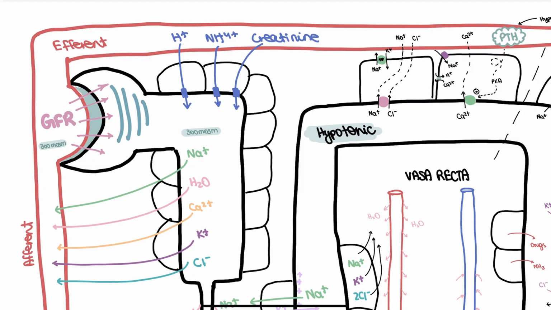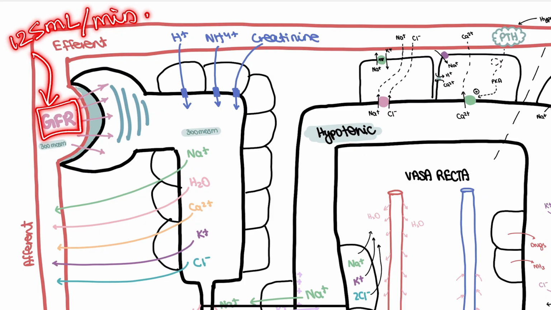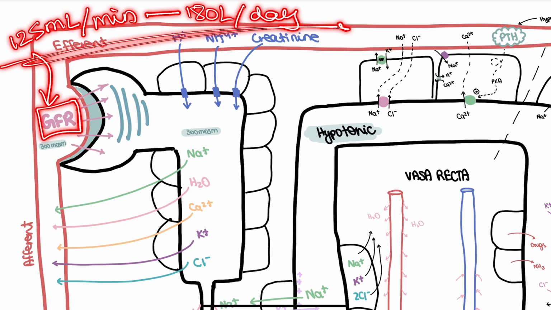And there's different epithelium, as you can see here, around the proximal convoluted tubule. And this is simple cuboidal epithelium that you need to know. Also, the glomerular filtration rate of a normal healthy person is around 125 milliliters per minute, and this is around 180 liters per day. So you need to know those numbers.